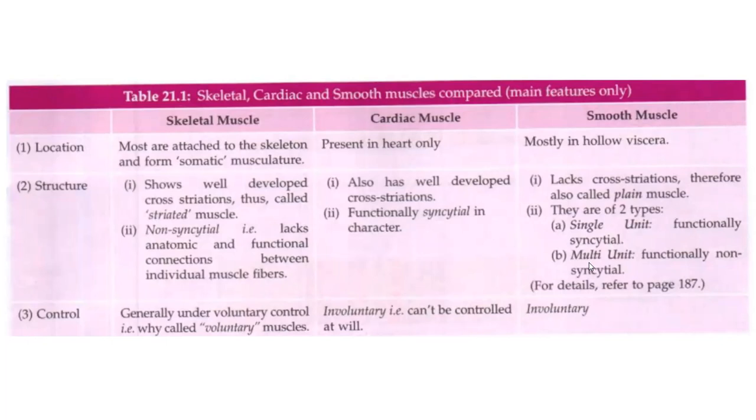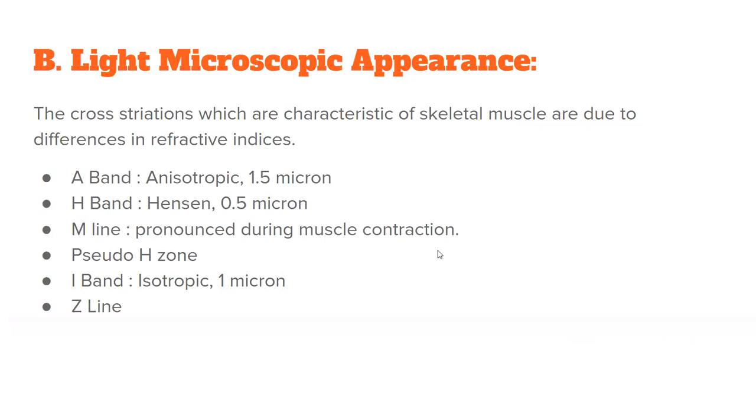Whereas multi-unit muscles are your sweat glands, the piloerection muscles, the iris. In fact, every unit has an individual nerve innervation. Hence they are termed multi-unit, and they need that nerve innervation to give it a signal for it to function. And skeletal muscle is voluntary, smooth muscle is involuntary, and cardiac muscle is involuntary.